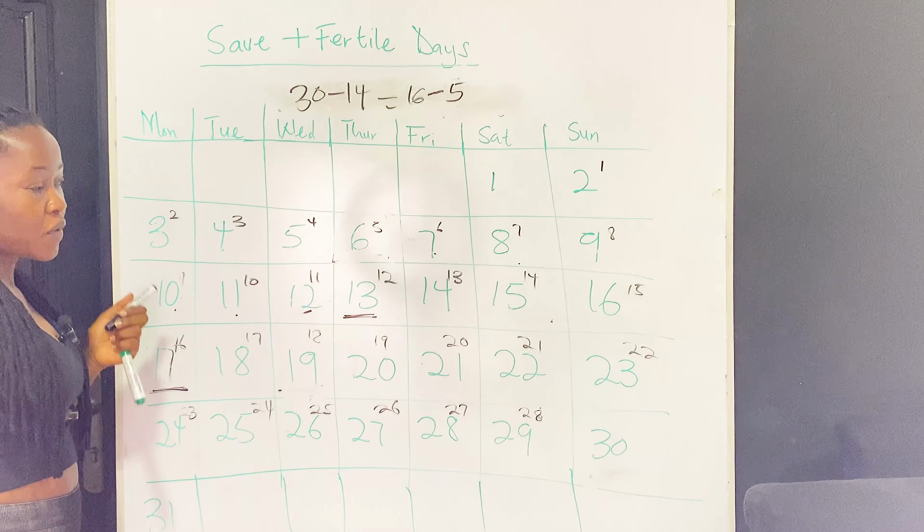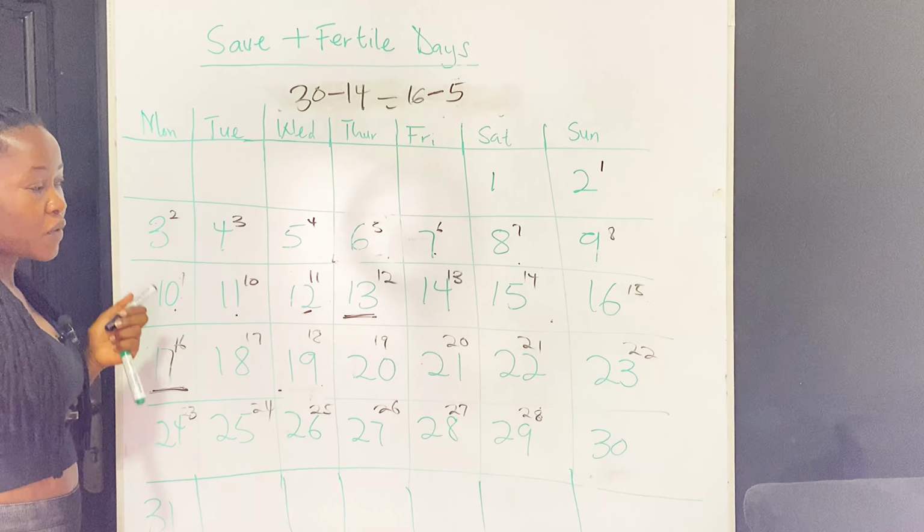So 1, 2, 3, 4, 5, 6, 7. We add these 2 days because the egg may still be active after your ovulation day. So we give you an extra 2 days. The egg may still be active.